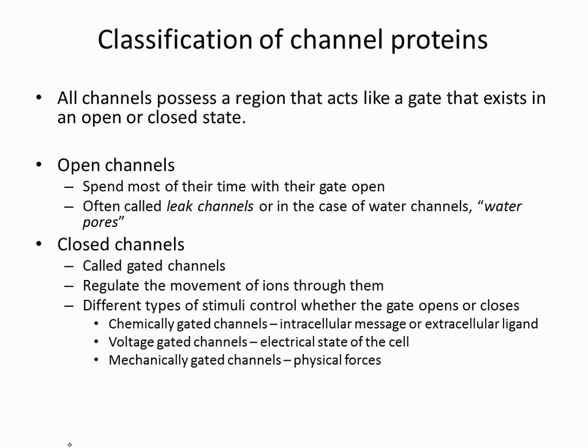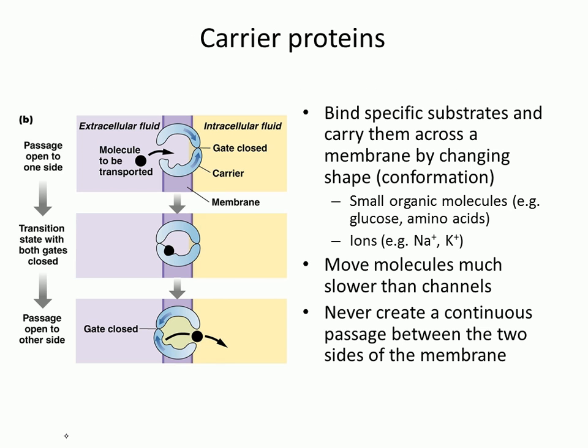Now, when these gates are open, our movement is going to be down their concentration gradient. It's facilitated diffusion. It allows you to move down your concentration gradient.